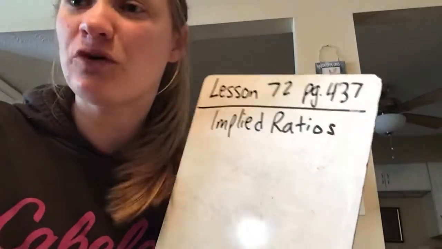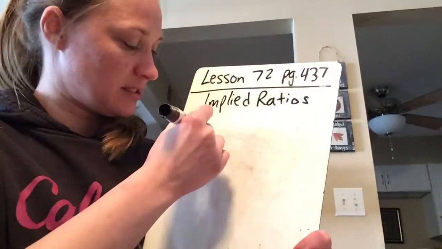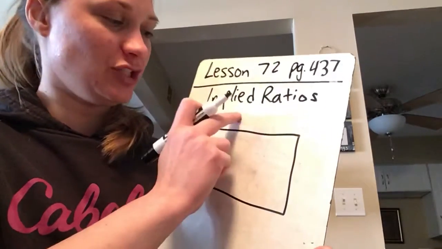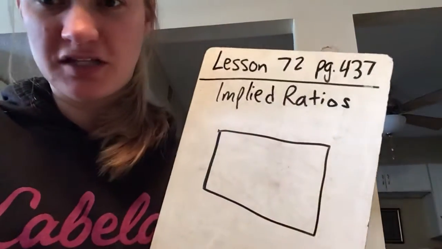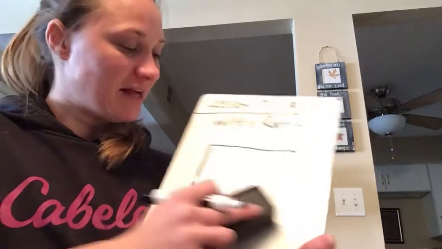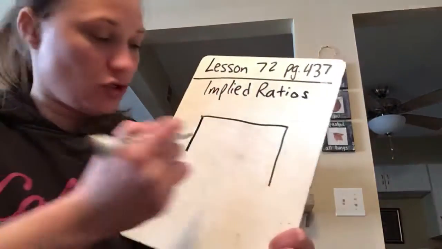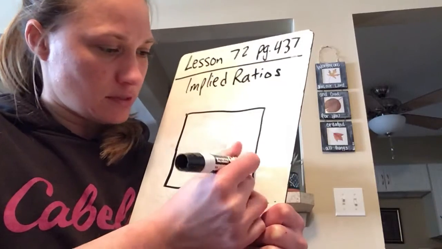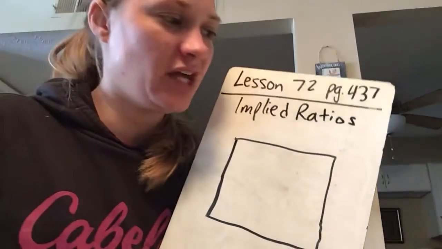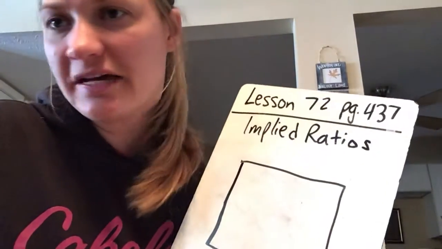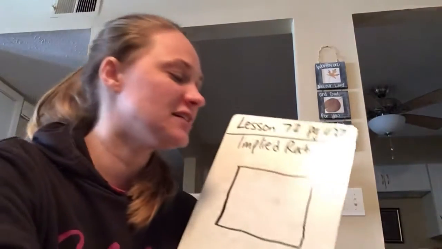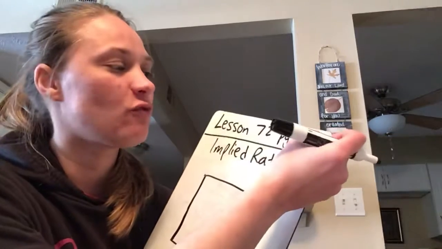We've also done ratio boxes. Remember how we make those boxes? We do ratio, actual count, and then we set up a proportion. That's kind of what this lesson is going to be working with. But instead of ratio and actual count, they're going to have us title it differently, but it's the same type of deal.